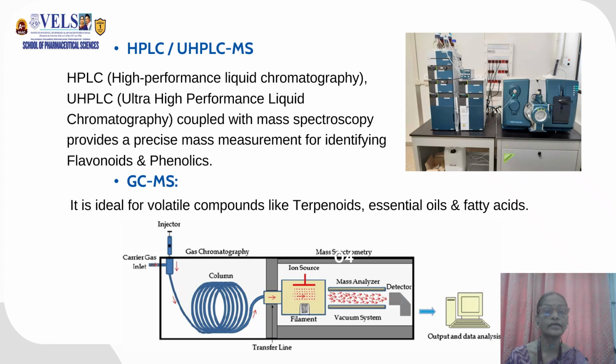So this is another technique, UHPLC coupled with MS. This is ultra high performance liquid chromatography coupled with mass spectroscopy, which provides a precise mass measurement for the identification of compounds like flavonoids and phenolics. GCMS is also ideal for the isolation of volatile compounds like terpenoids, essential oils and fatty acids. Those compounds are volatile in nature and easily degraded by heat, so they are usually analyzed here.